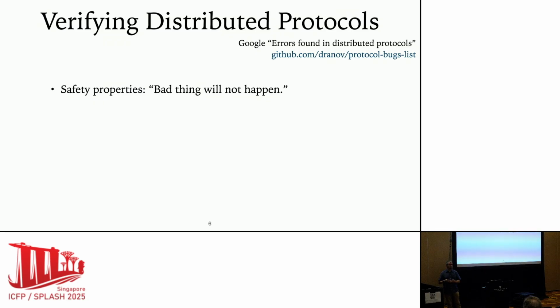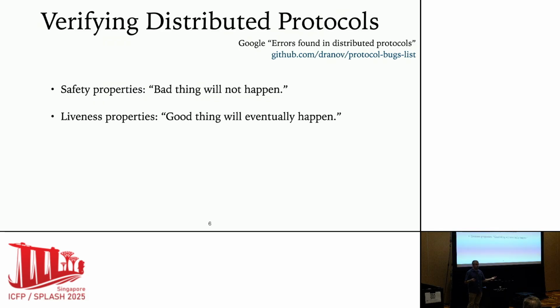And those properties that we want to enforce fall into 2 classes. As we know, we have safety properties, meaning that bad things will not happen during the lifetime of our system as the protocol executes. And there are also liveness properties, something that we frequently specify in logics like LTL, that say that good things will eventually happen.